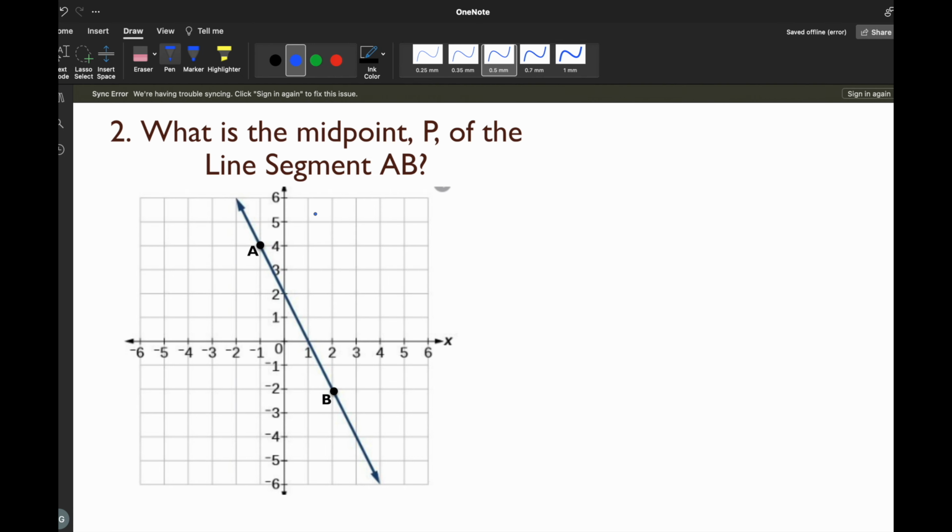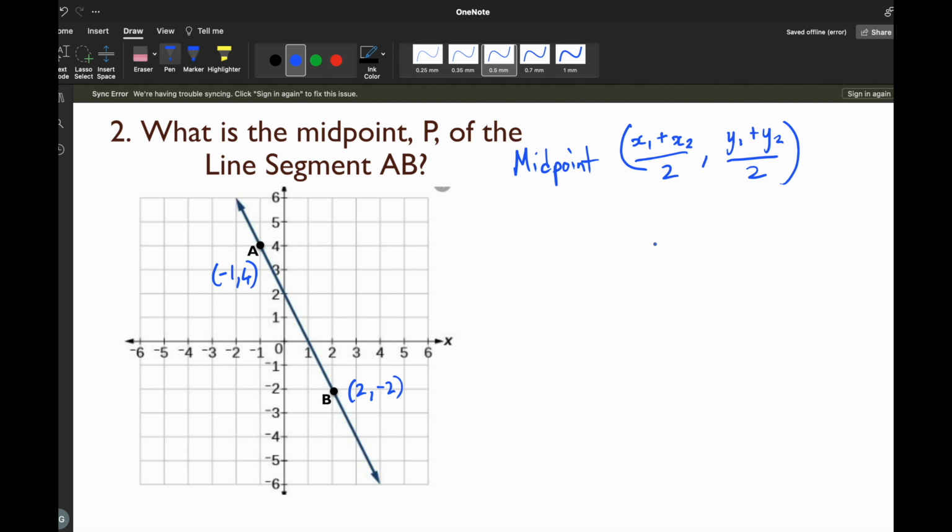All right, so let's try this now. This coordinate here is (negative 1, 4). Here is (2, negative 2). I always go with the x coordinate first, then the y. So if we want to calculate the midpoint, what we will have is x1 plus x2 divided by 2. So that's our x coordinate. And then we're going to have y1 plus y2 over 2, and that's our y coordinate.